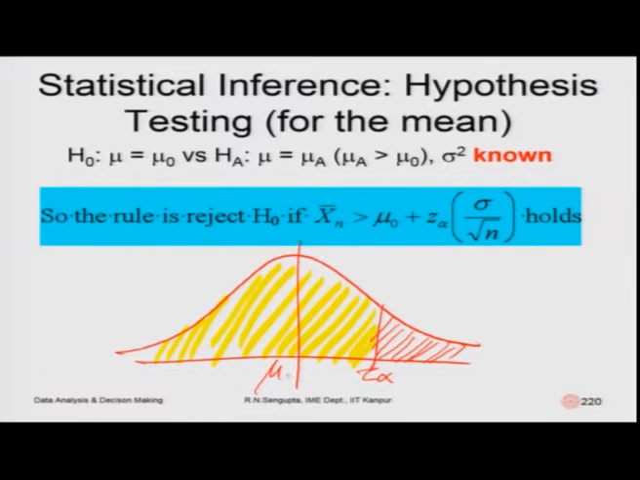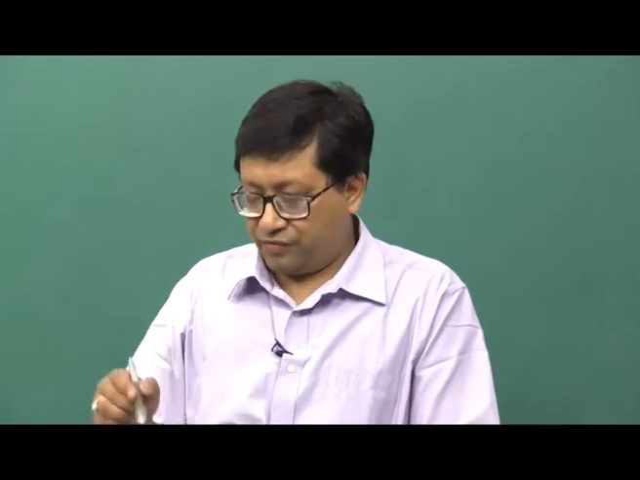This is mu naught, this value is alpha, this value is 1 minus alpha. So, in this case you will try to find out and reject H naught if x bar n, which is the sample mean, is on the right hand side of the upper control limit, which is mu naught plus z alpha into sigma by square root of n.